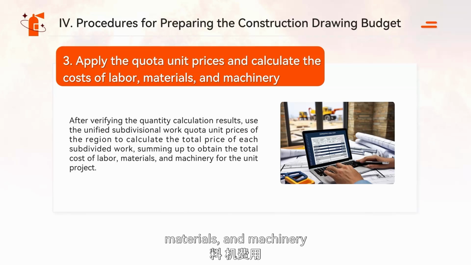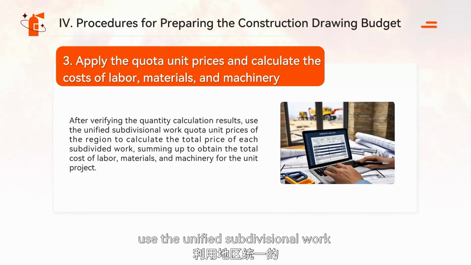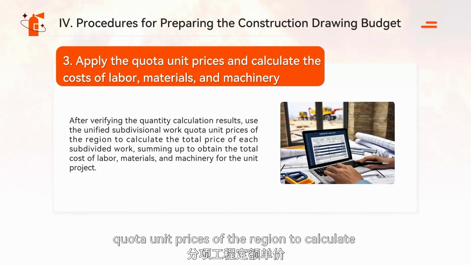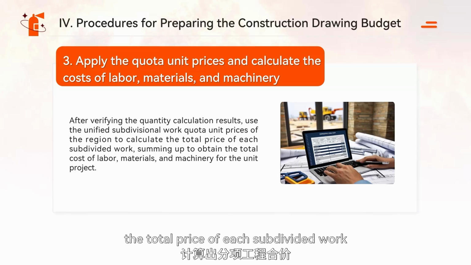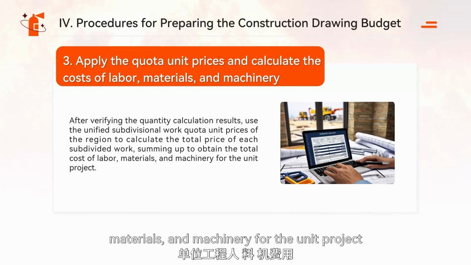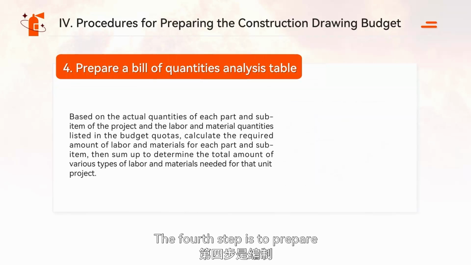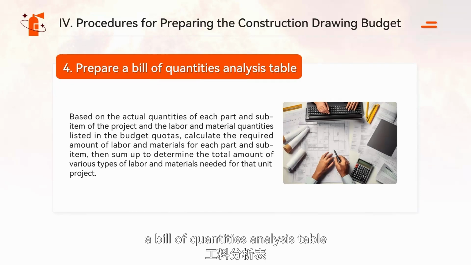The third step is to apply the quota unit prices and calculate the costs of labor, materials, and machinery. After verifying the quantity calculation results, use the unified subdivisional work quota unit prices of the region to calculate the total price of each subdivided work, summing up to obtain the total cost of labor, materials, and machinery for the unit project. The fourth step is to prepare a bill of quantities analysis table.